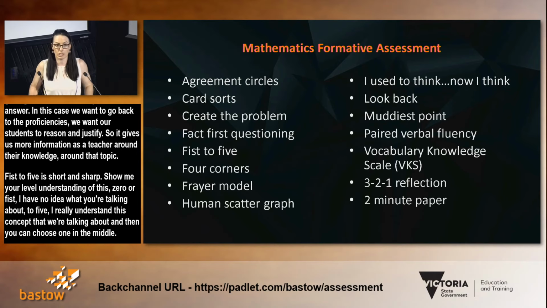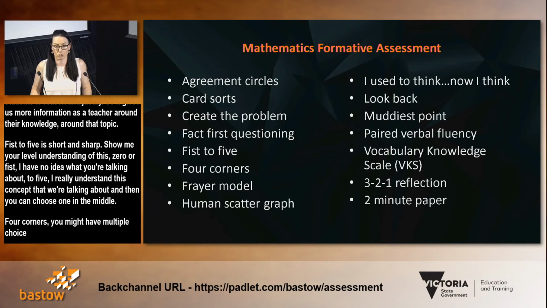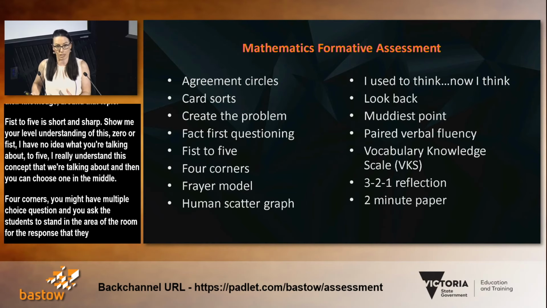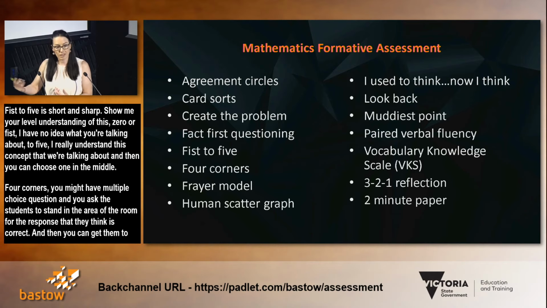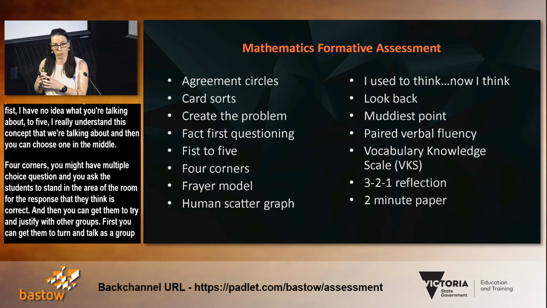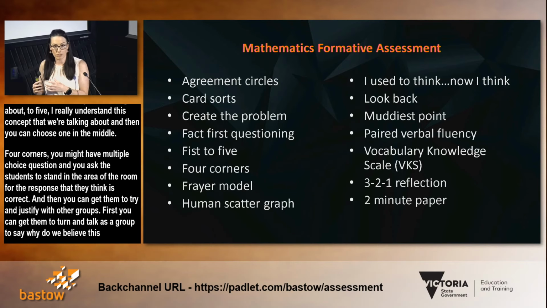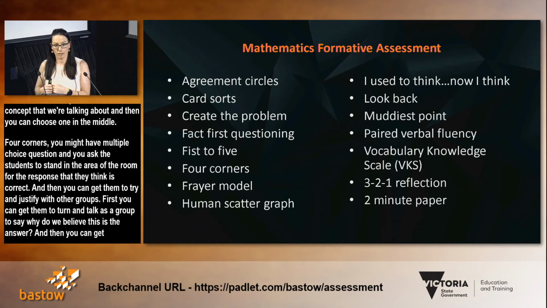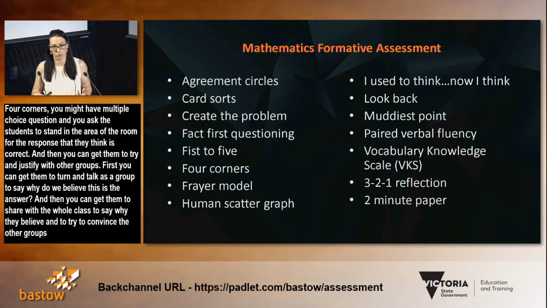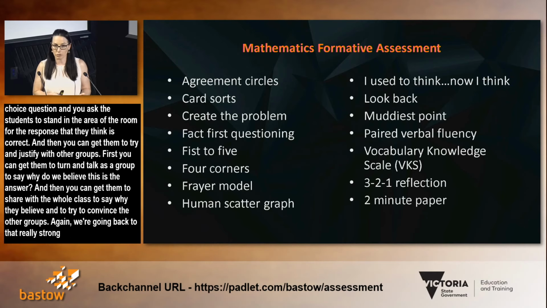4 Corners is if you have a multiple choice question and you ask the students to stand in the area of the room for the response that they think is correct. And then you can get them to try and justify with other groups. So first you can get them to turn and talk as a group to say, why do we believe that this is the answer? And then you can get them to share with the whole class why they believe it and to try and convince the other groups. Again, we're going back to that really strong justification and reasoning.